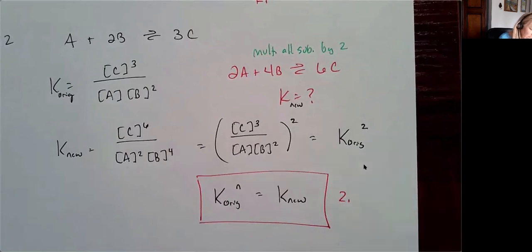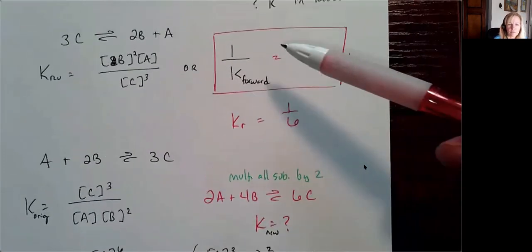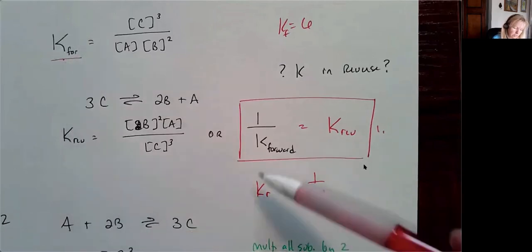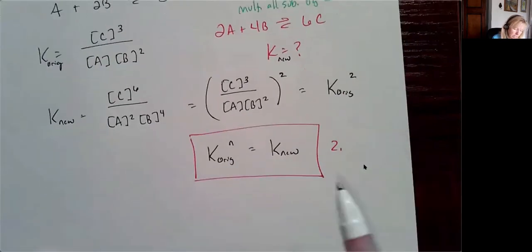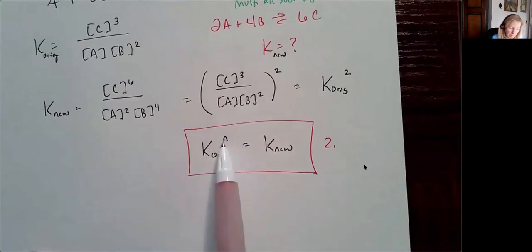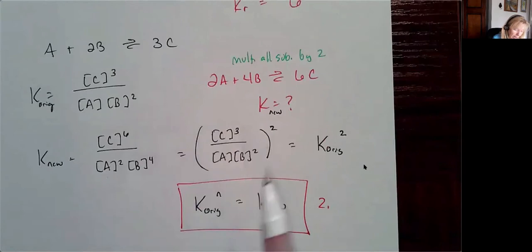You could always just plug these in and solve for them as well, but if you're given your K forward value here, you can just take 1 over that to get your K reverse. Here, you don't need to plug everything back in. You can just take your K original to the nth power, whatever it is. If divided by a half, then this would be n equals 1/2, and then that's going to give me my new K value.